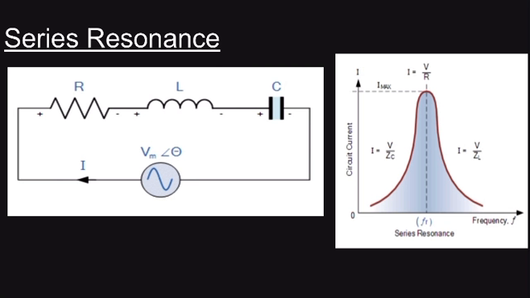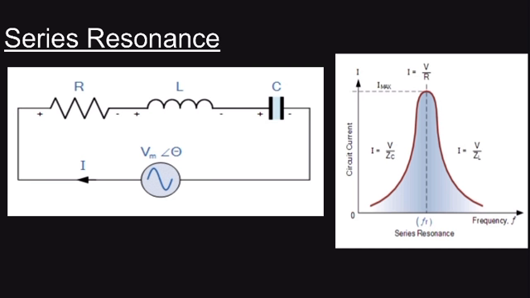Here I have shown a series RLC circuit: resistance, inductance and capacitance in series. Resonance occurs in a series circuit when the supply frequency causes the voltages across L and C, that is the inductor and capacitor, to be equal and opposite in phase. Since the current is the voltage divided by the impedance, at resonance the impedance Z is at its minimum value, equal to R. Therefore the circuit current at this frequency will be at its maximum value of V by R.